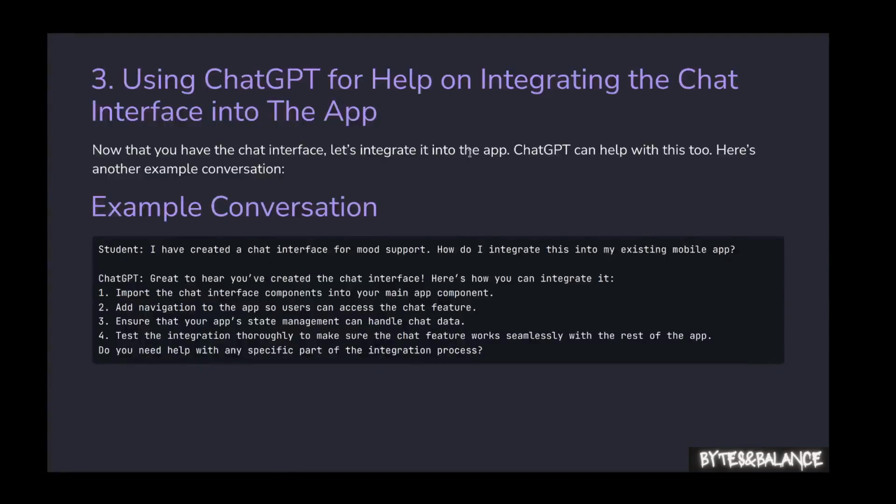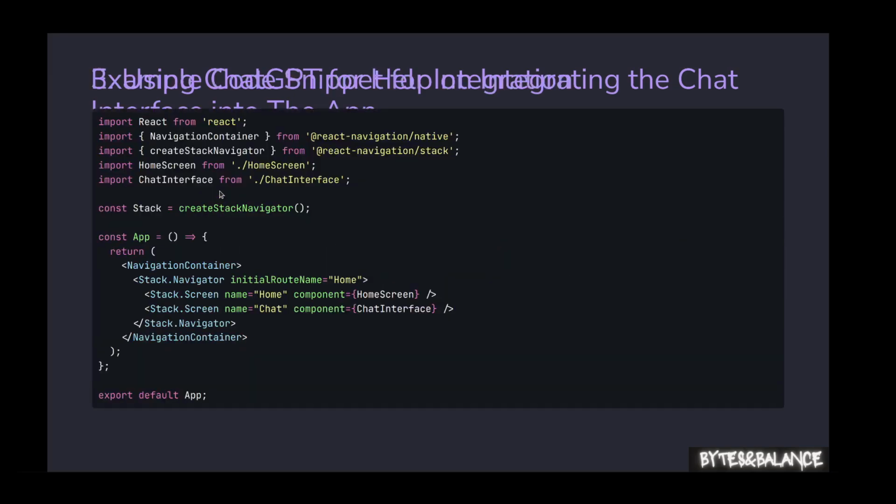Once your chat interface is ready, you can use ChatGPT again to integrate it. You can have a conversation like this: "I created this, what are the steps?" And it gives you a structured instruction, and it even gives you the code snippet. So, disclaimer, the code snippet is not tested. It's up to you to test it.